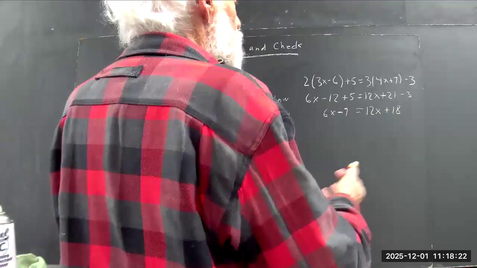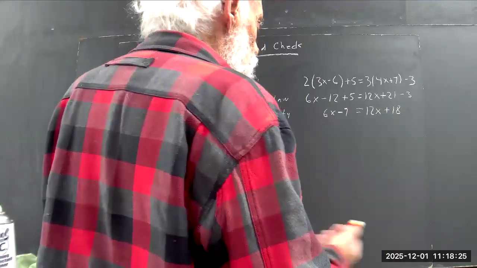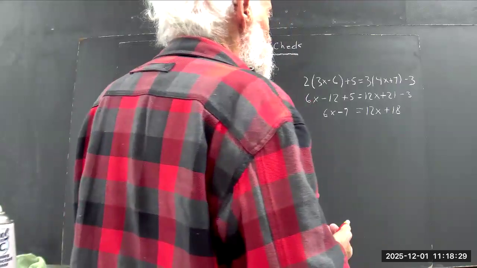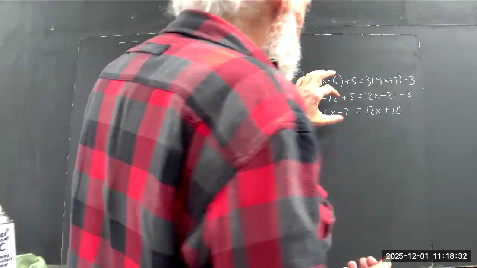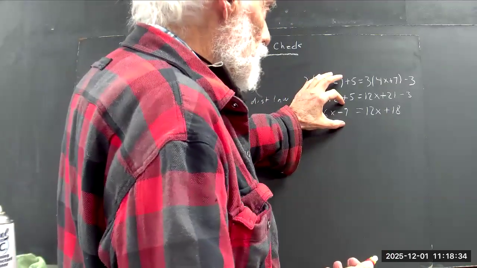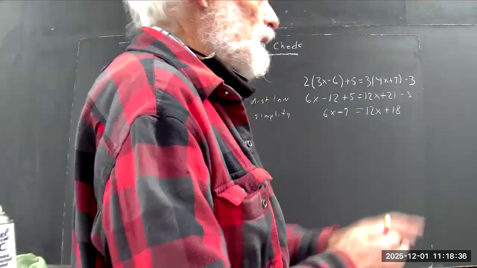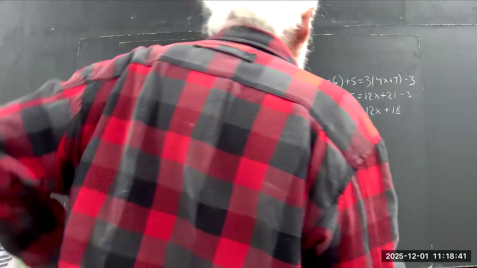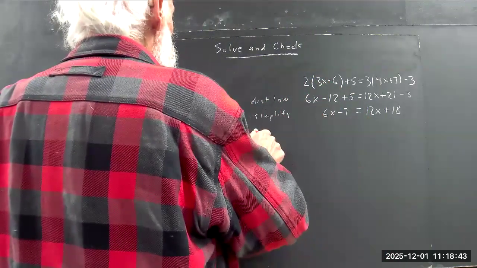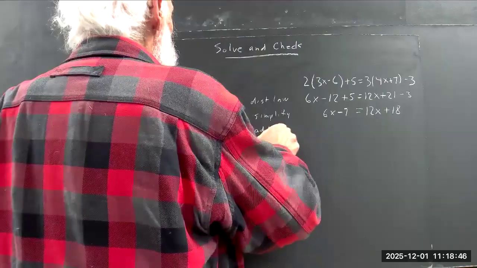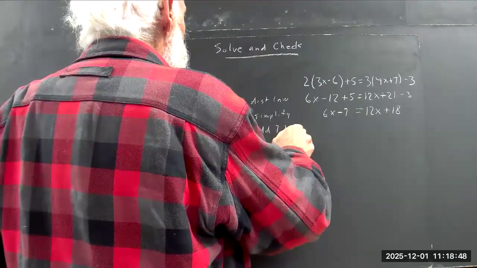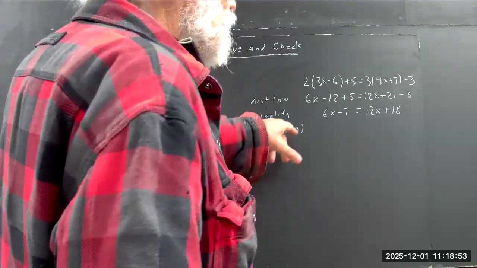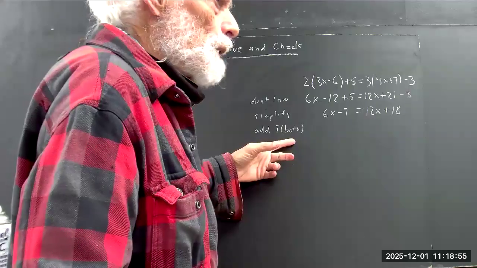You'll see people say, we want to move this to the other side. I don't like the idea of moving things to the other side because people will, for example, if they don't want to have that -7 there, they just move a -7 onto the other side. I see it all the time. Okay, we have to follow the rules. So what we're going to do is add 7 to both sides.